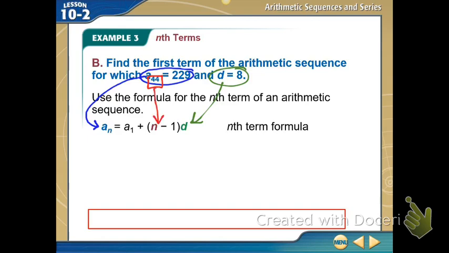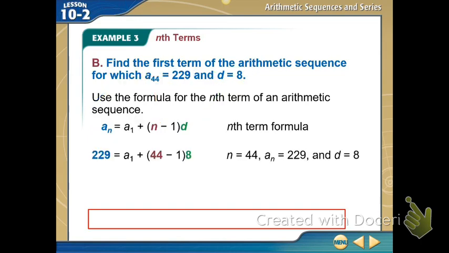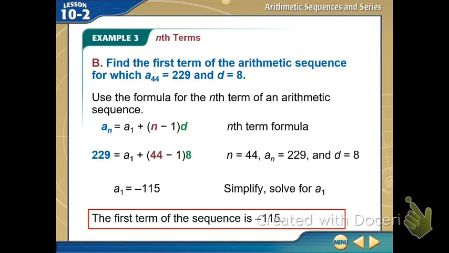Once I've plugged in a sub n, n, and d, it should be fairly easy to solve for the remaining variable, which is a1. So that's what I'm going to do. I'm plugging in 44 for n, 229 for a sub n, and 8 for d, and simplifying that expression leaves me with a1 equals negative 115. Therefore, the first term of this sequence is negative 115.